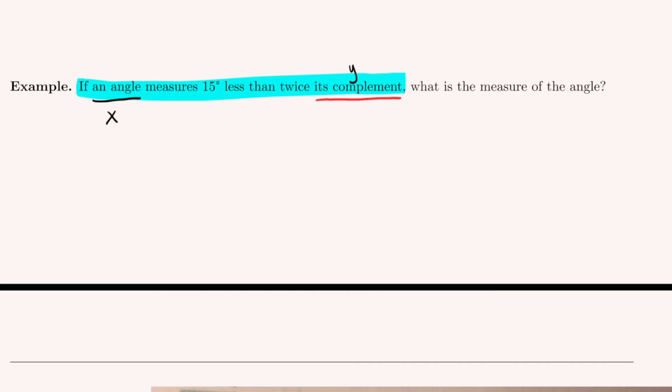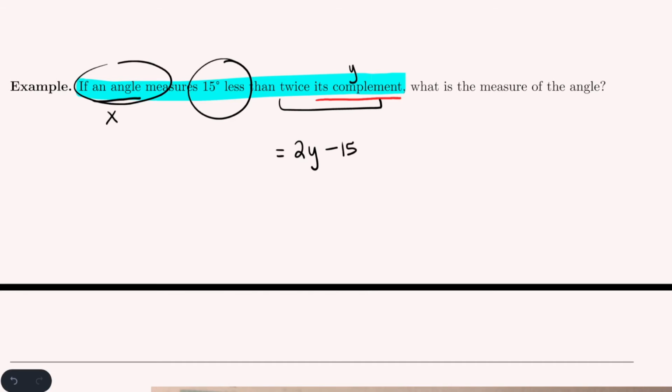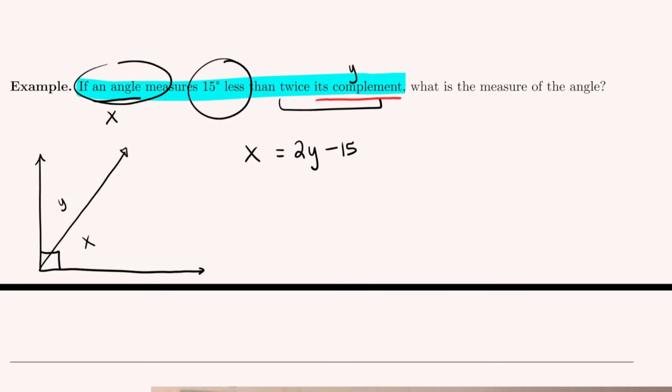So as I'm working through this, we're thinking twice its complement means I'm going to multiply y by 2. 15 less than this means take 15 away from this value. That's what x measures to be. So x is equal to 2y minus 15. And if we were to draw a picture of this, I have my 90-degree angle split, and we have x and y. It turns out x is 2y minus 15 based on the verbal description in the first sentence.